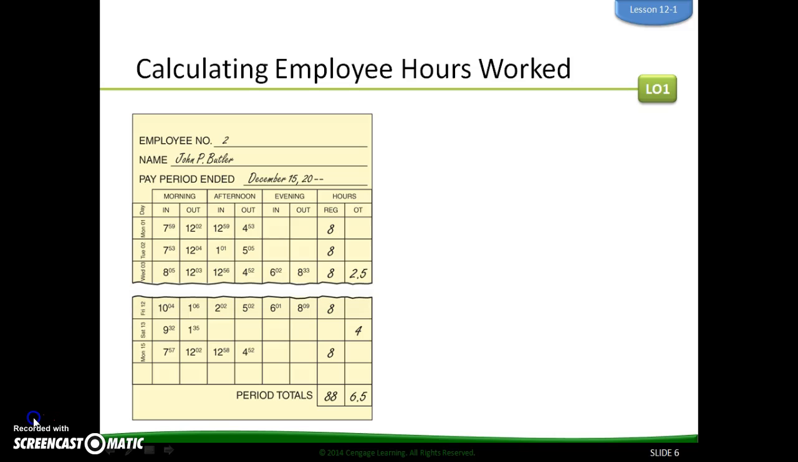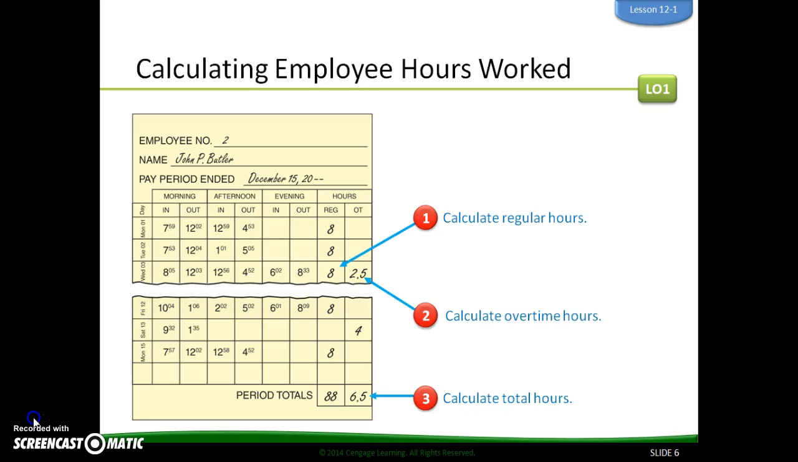You can see the person is reporting in at 7:59, out at 12:02 for lunch, in at 12:59, and then out at 4:53 for the day. So this person is leaving for lunch every day and taking about an hour for lunch, and you can see that they're recording about 8 hours per day.